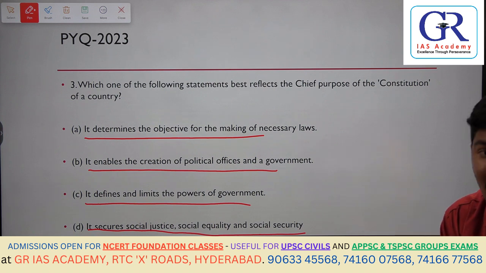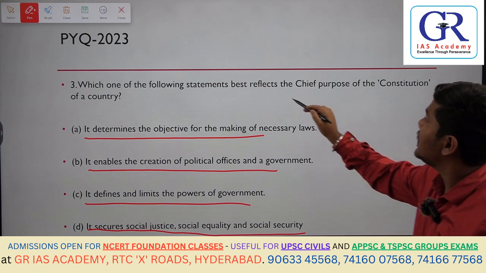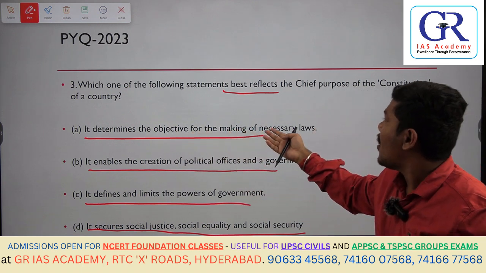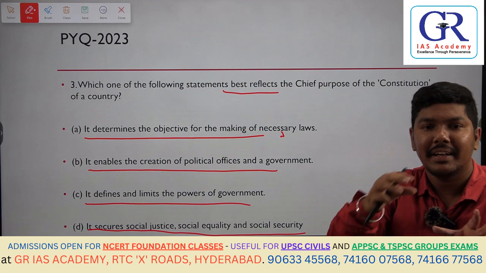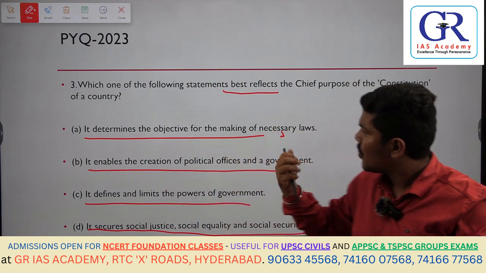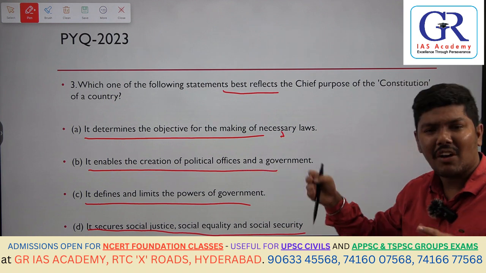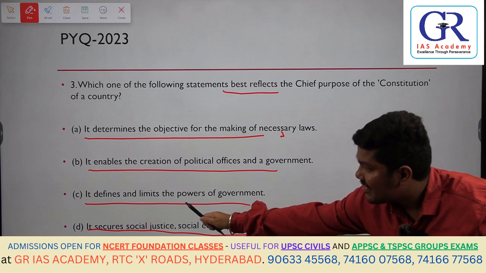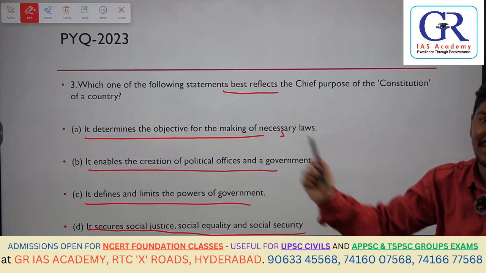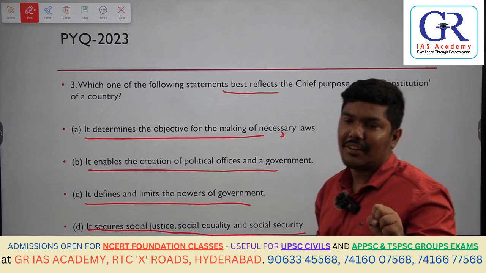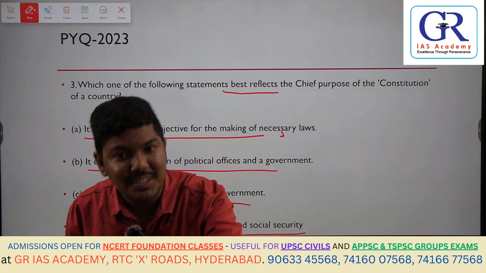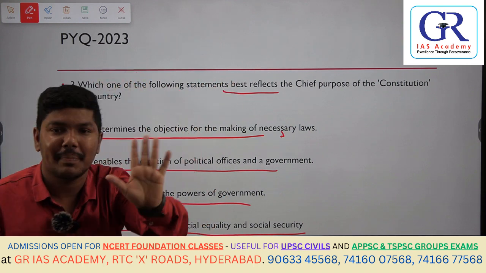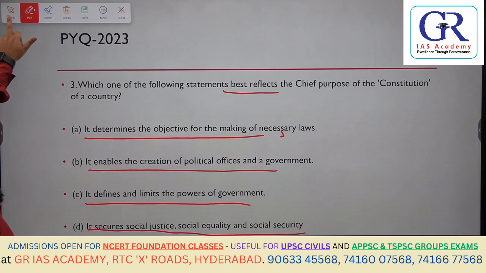Maybe all four options may be correct, but the question here is which best reflects. The constitution creates the objective of making necessary laws; whenever particular laws are made, in the preamble we have the objectives. And it enables the creation of political offices and a government also. That is also true. Correct. It defines and limits the powers of the government. In the previous two questions we have seen it, right? So generally the four options seem very similar and correct as well. But they are asking for the best, what best reflects this particular power. So that was the answer.